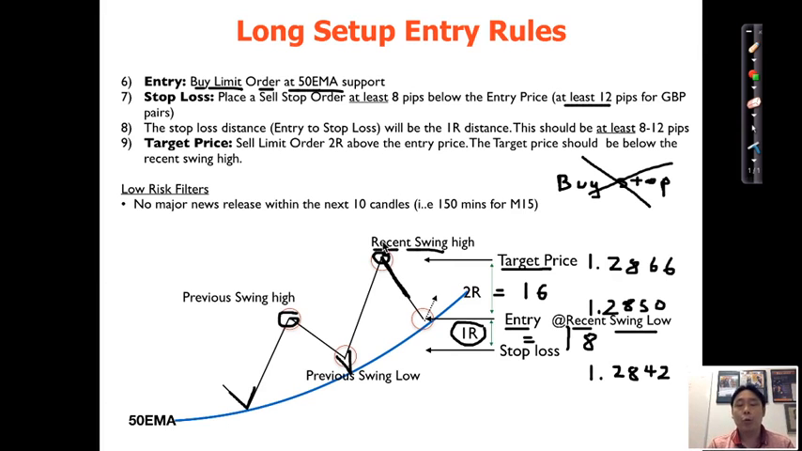As usual for any other strategy, we ensure that we check Forex Factory, the daily calendar of events, to ensure that there are no red news that could move the price violently in one direction, okay? So no major news release within the next 10 candles or the next 150 minutes. If there is, we avoid taking the trade, all right?